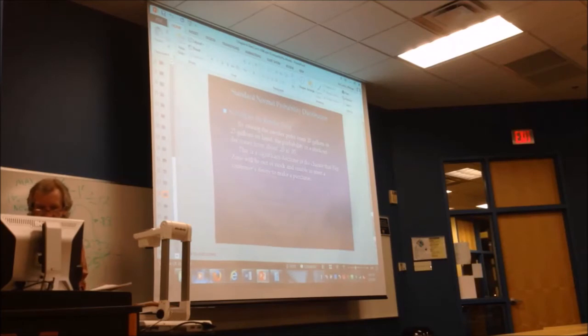Where am I here? Solving the reorder point by raising the reorder point from 20 gallons to 25 or 24 on hand, the probability of a stock out decreases from 20% down to 5%, which is the goal. This is a significant decrease in the chance that the Pep Zone will be out of stock and unable to meet the customer's desire to make a purchase.